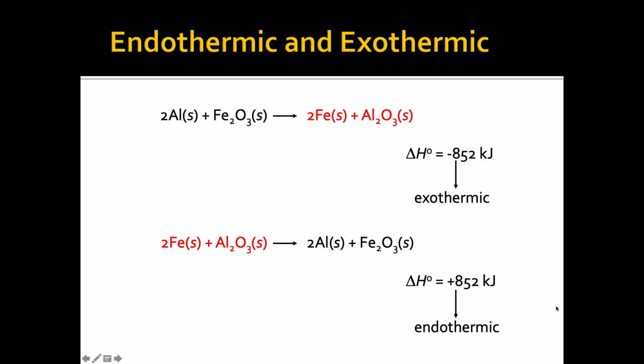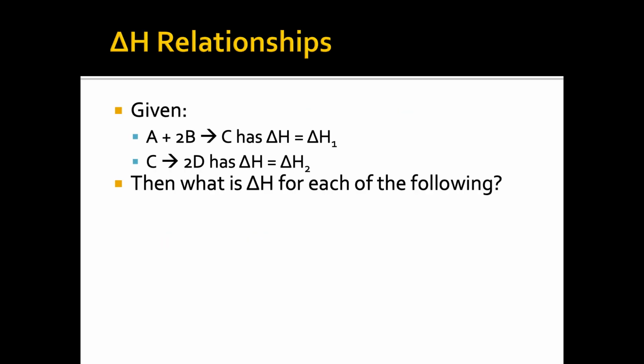And so we're going to take a look at what are some of the other things we want to be aware of so that we can use some of these different methods to find delta H for whole reactions. So the first thing I'm going to look at is how we manipulate reactions in different ways.